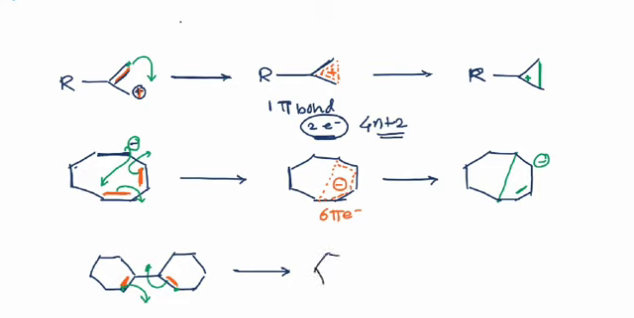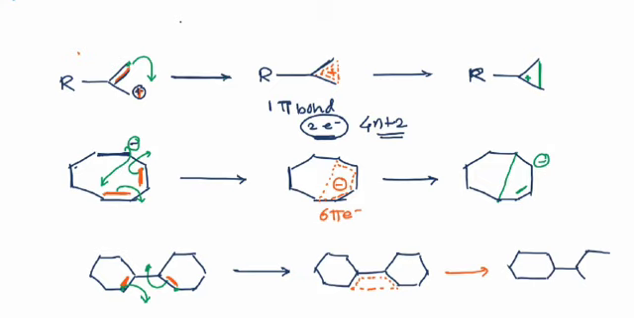So you will get this, the cyclic 4-member transition state. Why? Because only 2 pi bonds are involved, and if 2 pi bonds are involved, it belongs to a 4n pi electron system. And this is the product of it.